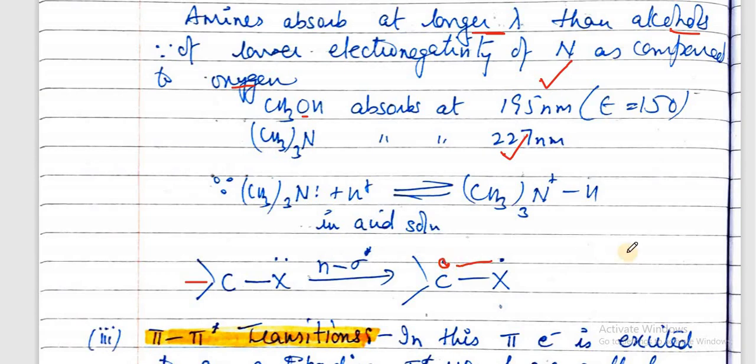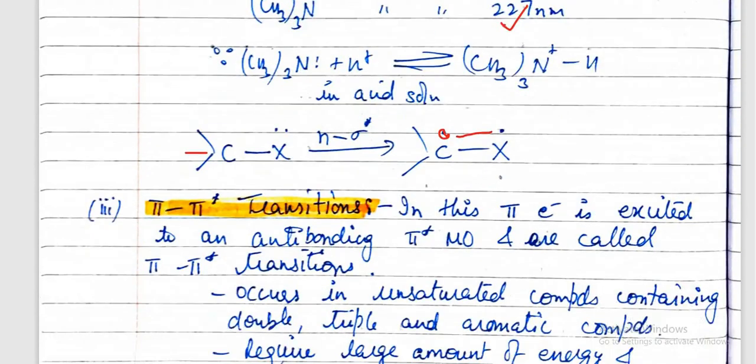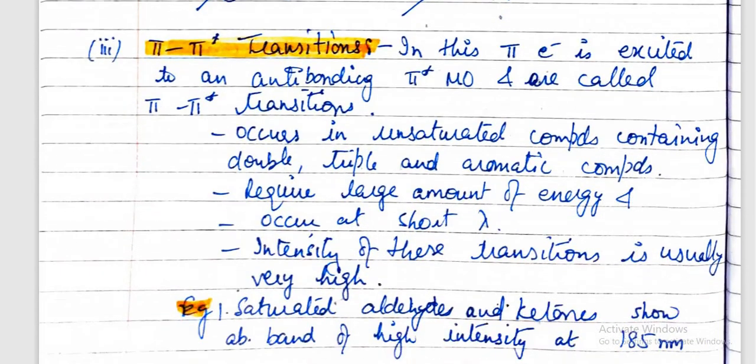excited to a higher state. And then third comes the pi to pi star transition. As the name indicates, a pi electron gets excited to the pi star anti-bonding orbital, and pi electrons are present where a multiple bond is present.